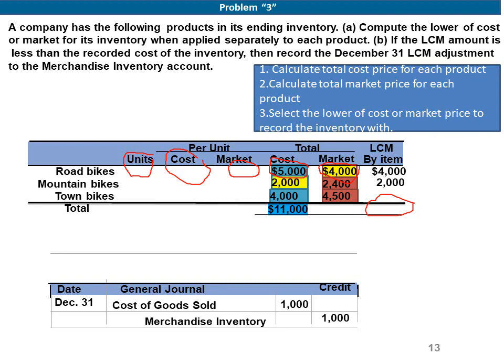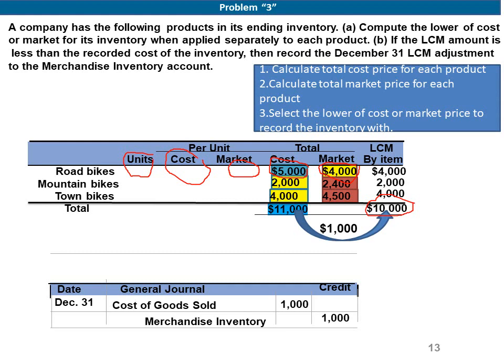So now let us compare the lower of cost or market price. We will start by product. The first product, its cost was 5,000 while its market price is 4,000. So we are going to select the lower of them. So here we have 5,000 and 4,000. The lower of them is the 4,000. So we are going to write it under the last column, 4,000.